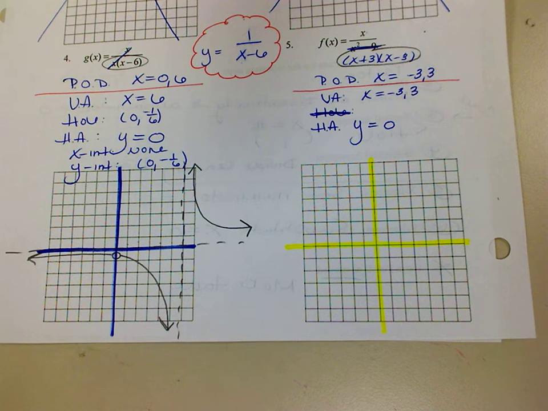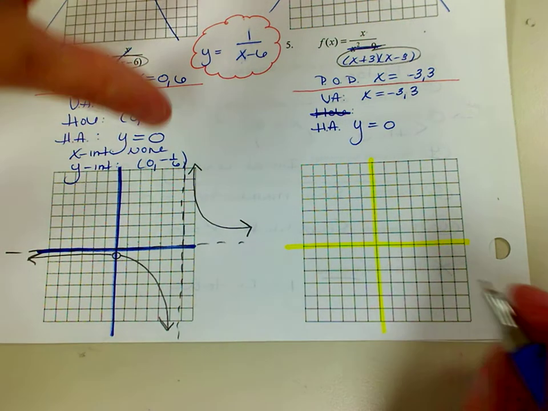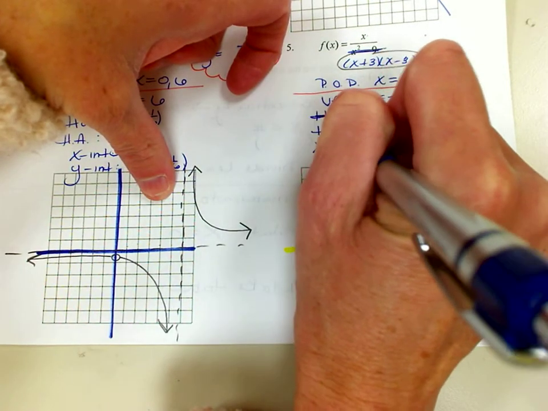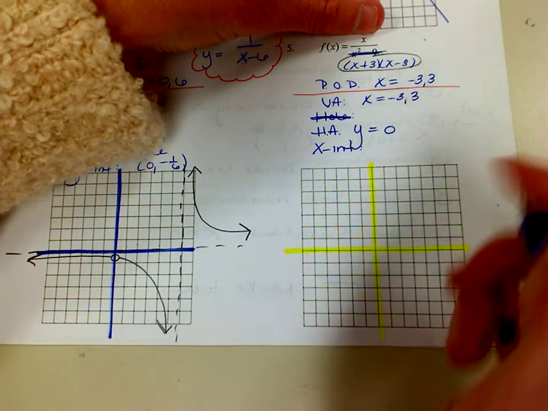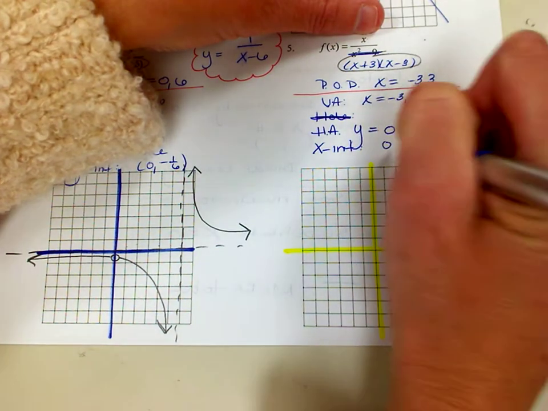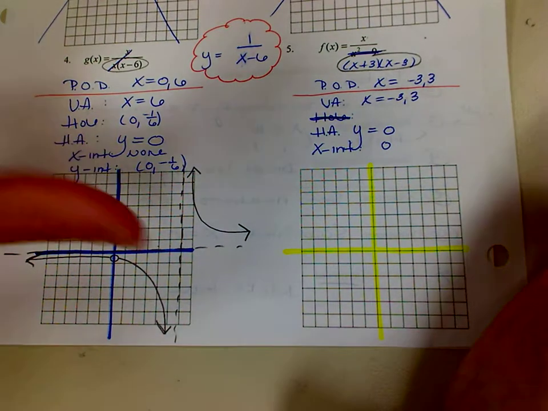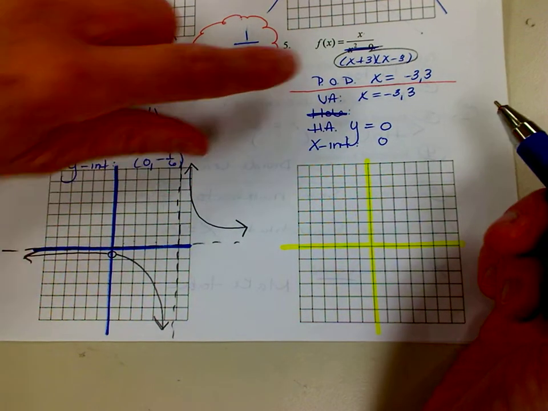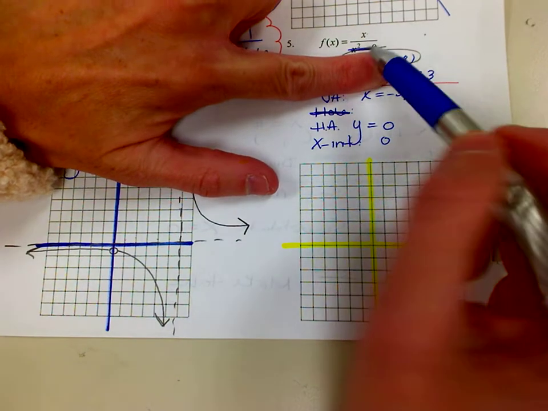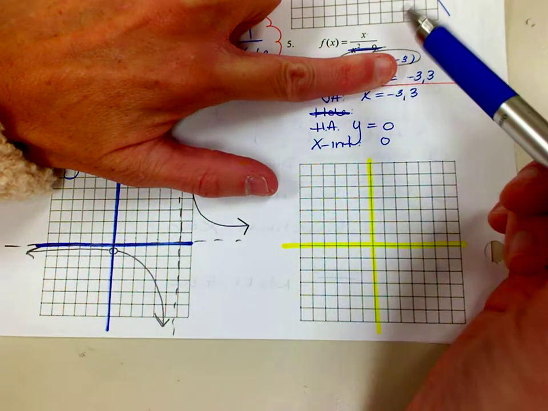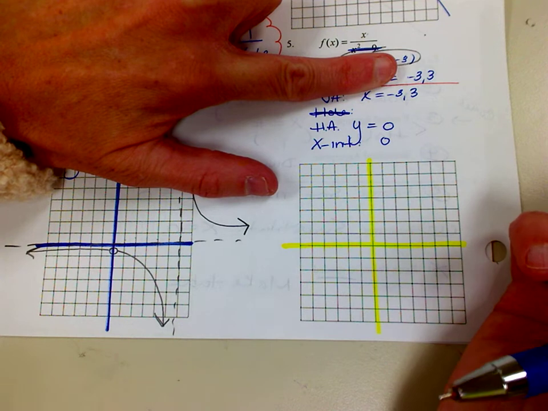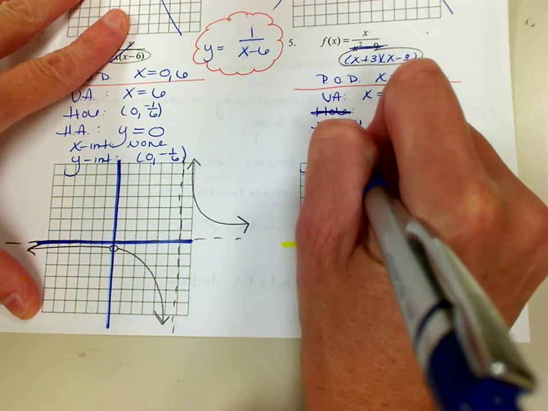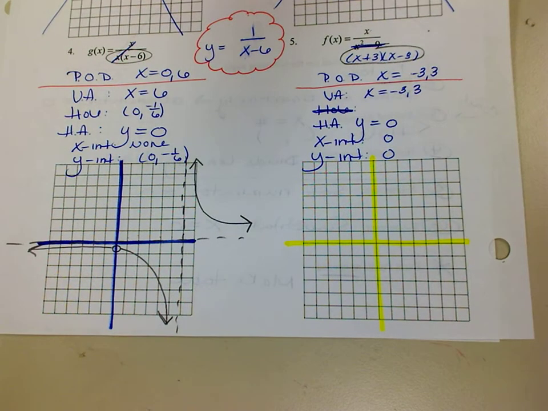For the numerator, that's where you find your x-intercept. The x-intercept is where you set your numerator equal to 0. So if I set x equal to 0, then I get 0. The y-intercept is where I put 0 in for all the x's. If I go back to the unfactored one, I can put 0 right there and there. I get 0 on top, -9 on bottom, and 0 divided by -9 is 0. So the y-intercept is also 0.